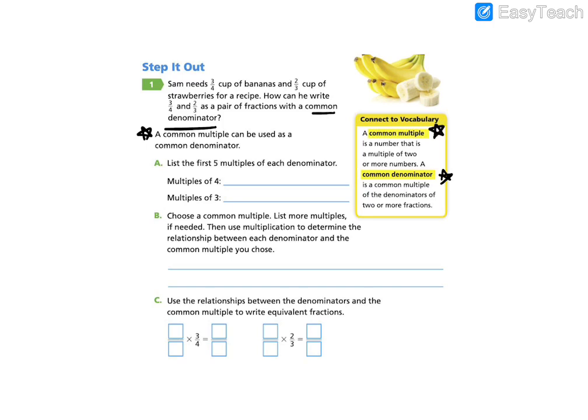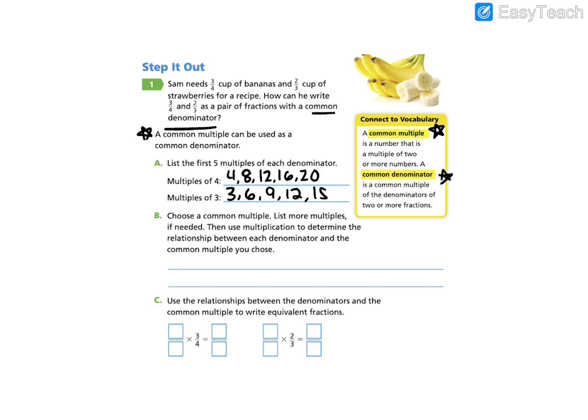Okay, we can pop up here. A common multiple is a number that is a multiple of two or more numbers. Just like we found common factors, this time we're doing it with multiples. So we need to list the first 5 multiples of each of the denominators. So 4, 8, 12, 16, 20. Go ahead and list the first 5 multiples of 3. If you need more time, pause the video.